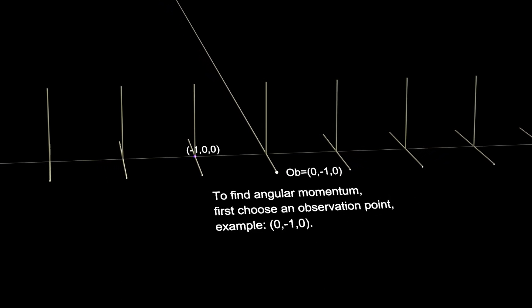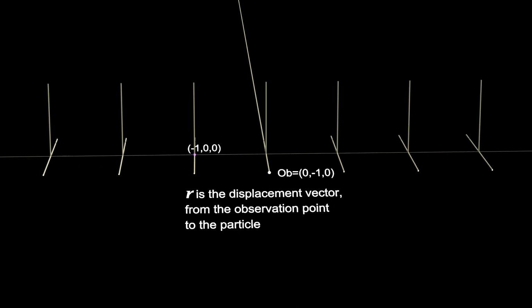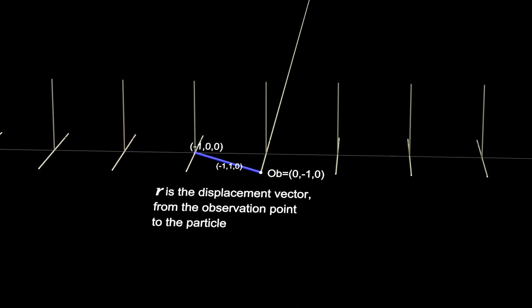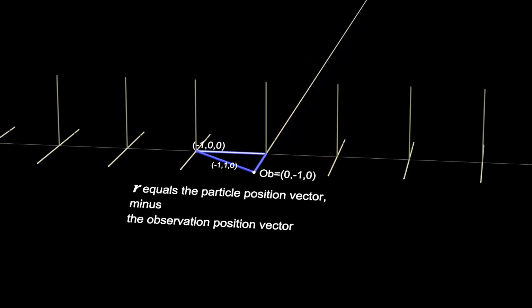To find angular momentum, first choose an observation point. R is the displacement vector from the observation point to the particle. R equals the particle position vector minus the observation position vector.